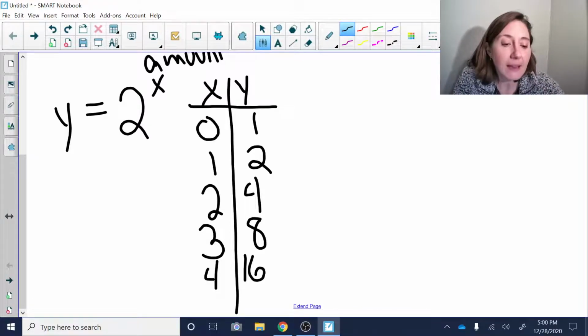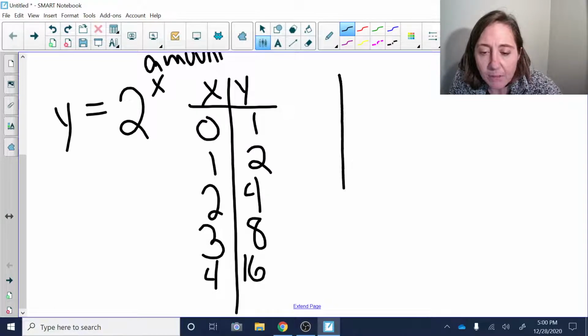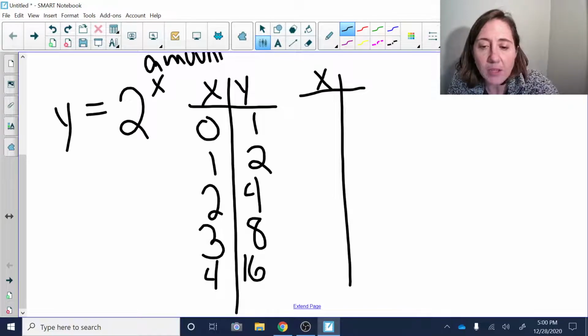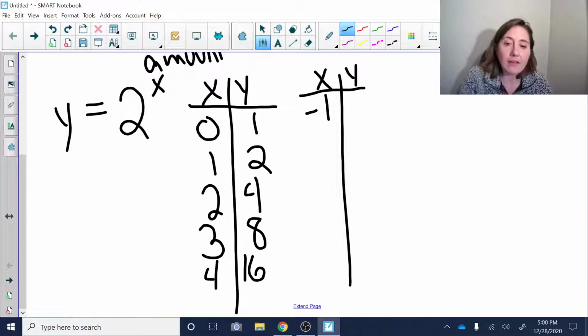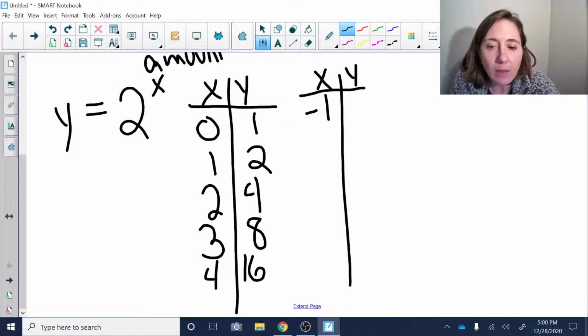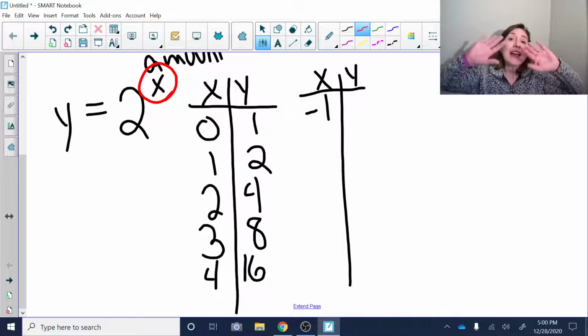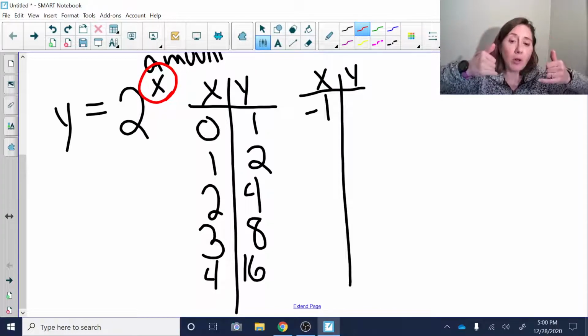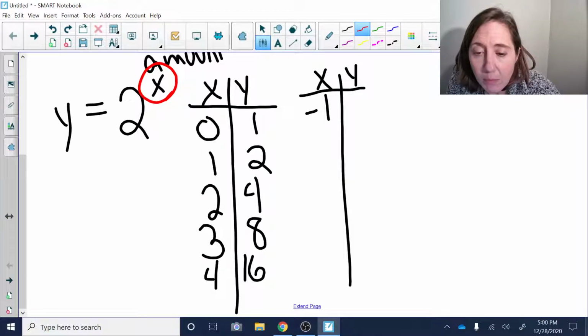But I want to put some negative x values in and see what happens with those. Since I want to keep this y equals 2 to the x on the screen, I'm just going to make another little table here where I'm going to put the negative 1 in for the x. So that negative 1 is going right up here for the exponent, 2 to the negative first power. Do you remember what negative exponents do? Yeah, they make fractions. They make you take the reciprocal of something. So if 2 to the first is 2, 2 to the negative first would be 1 over 2. So this would be 1/2.